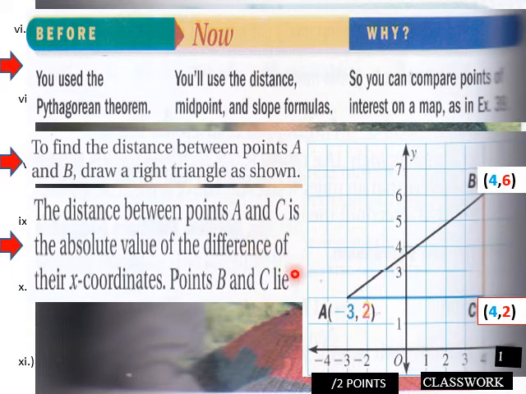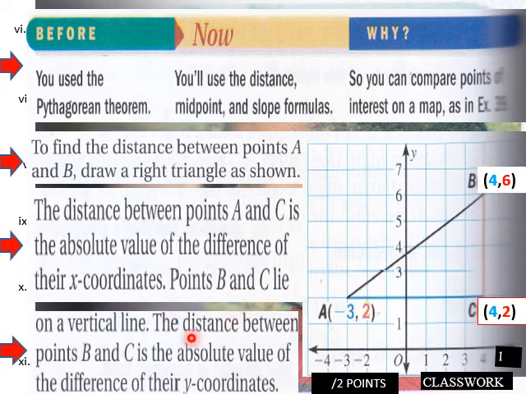The distance between point A and C is the absolute value of the difference of their x coordinates. Points B and C lie on a vertical line, so B and C, this line here is called vertical. The distance between the points B and C is the absolute value of the difference of their y coordinates. So this would be all vertical, so it would be a difference of their y. This would be the difference of the x values here, because this is horizontal.